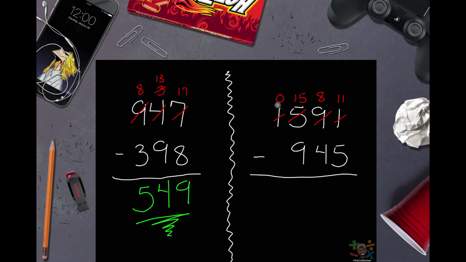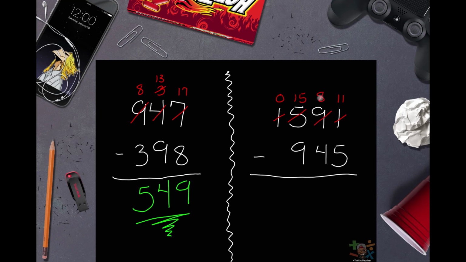Now, let me explain why the second problem looks a whole lot different on the top than the first problem, because this is where a lot of people get confused. The reason that this is double crossed out is because I borrowed from the 4, which turned it into a 3. But when I turned it into a 3, could I do 3 minus 9? I couldn't. So this 3 had to borrow from this 8, and then it added 10 to it, making it 13. Now if I look over here at this problem, I couldn't do 1 minus 5, so I borrowed from the 9.